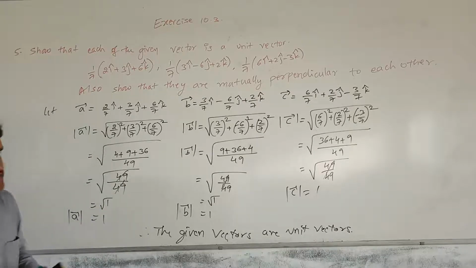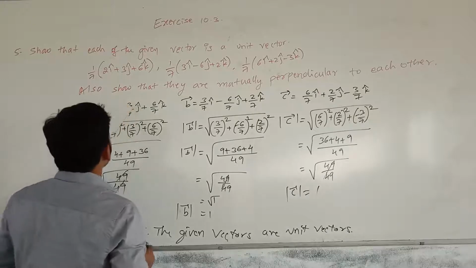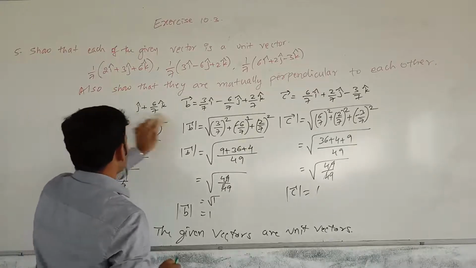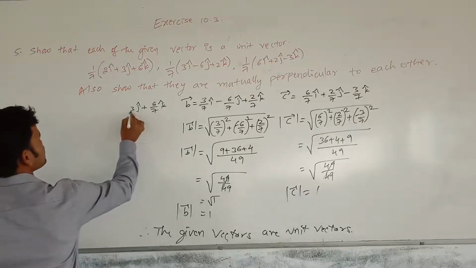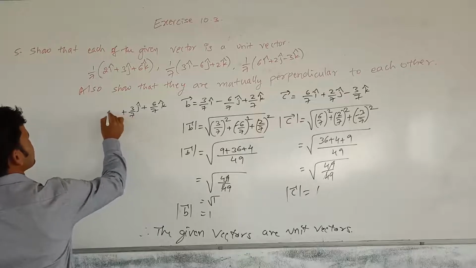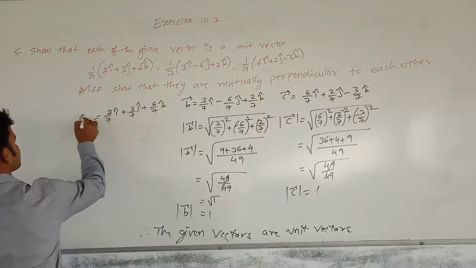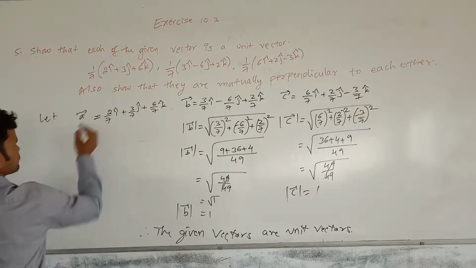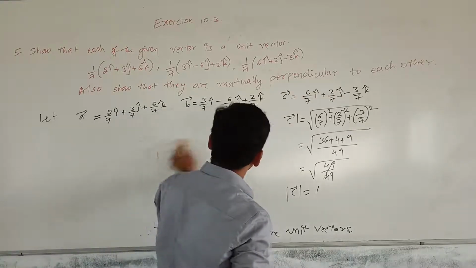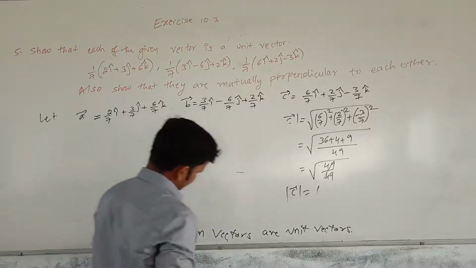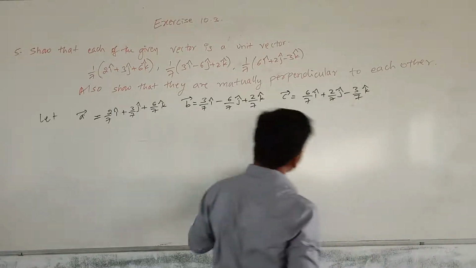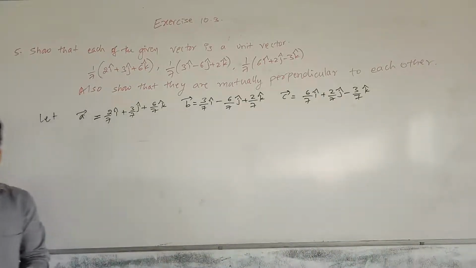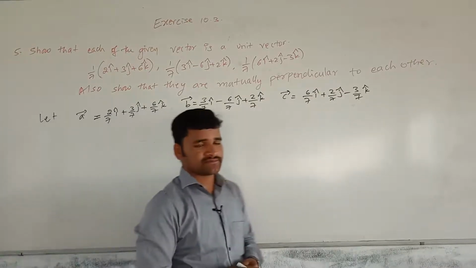Now we will take the second part of the problem. Let us now erase this A, B and C. This is 3 by 7 plus 2 by 7 into i cap. This is vector A is equal to, okay, second part of the problem is show that they are mutually perpendicular to each other.